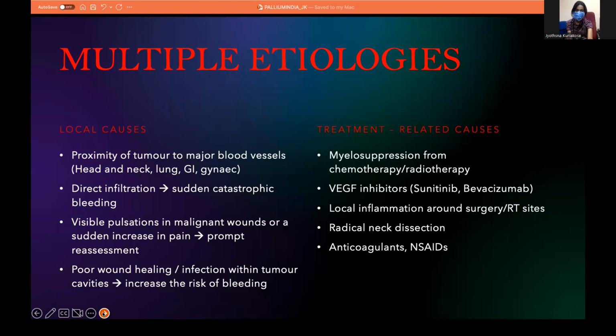It can be caused by a local problem, especially in tumors which are located very close to major arteries, major blood vessels, like head and neck malignancies, lung cancer, GI cancers, colorectal malignancies, and gynec malignancies. Direct infiltration of the tumor into the vessel can result in a catastrophic bleed. So whenever there is a visible pulsation or a sudden increase in pain in a patient with a malignant fungating wound, you should reassess the patient and anticipate this problem if possible.